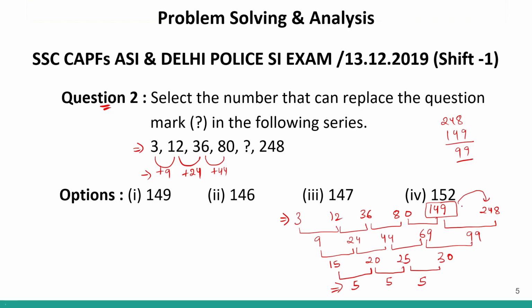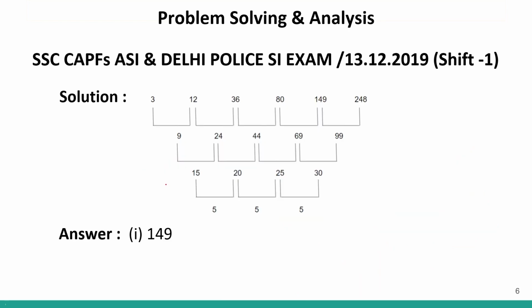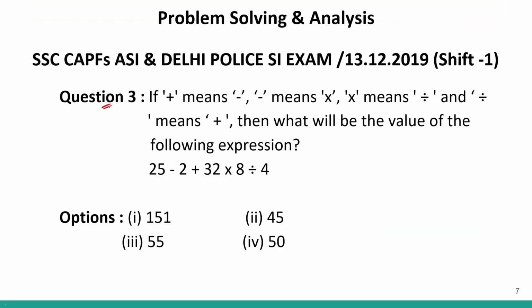So 149 will be the correct answer because it logically follows with the previous term as well as with the next term. This is how you solve a question in which you cannot actually identify a pattern. Initially there was confusion, but when I broke it down to the smallest possible number, which was 5, we could identify a pattern. Clear? So the correct answer is 149, which is given in option number 1. Okay? Now, question number 3.